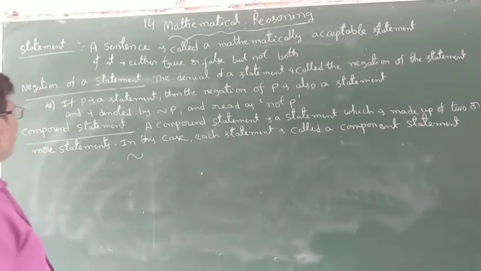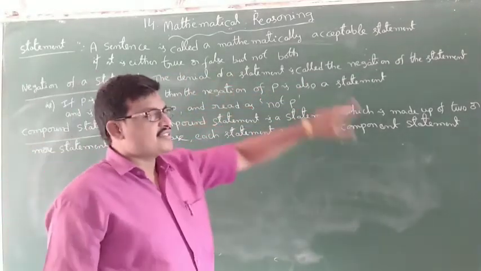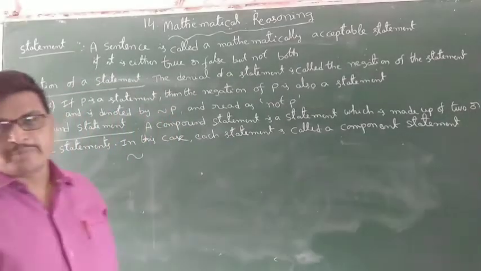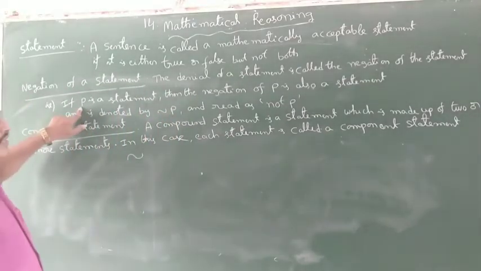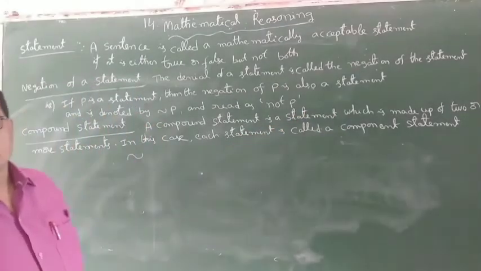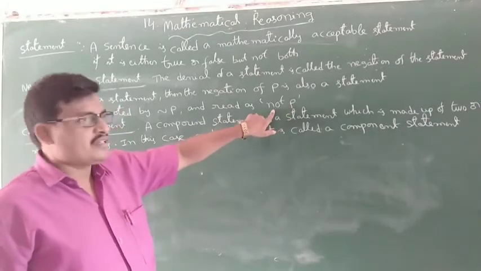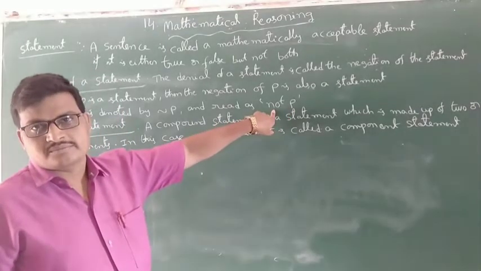For example, if P is a true statement, the negation of P is a false statement. If P is a false statement, the negation of P is a true statement. We simply add "not" to the given statement.